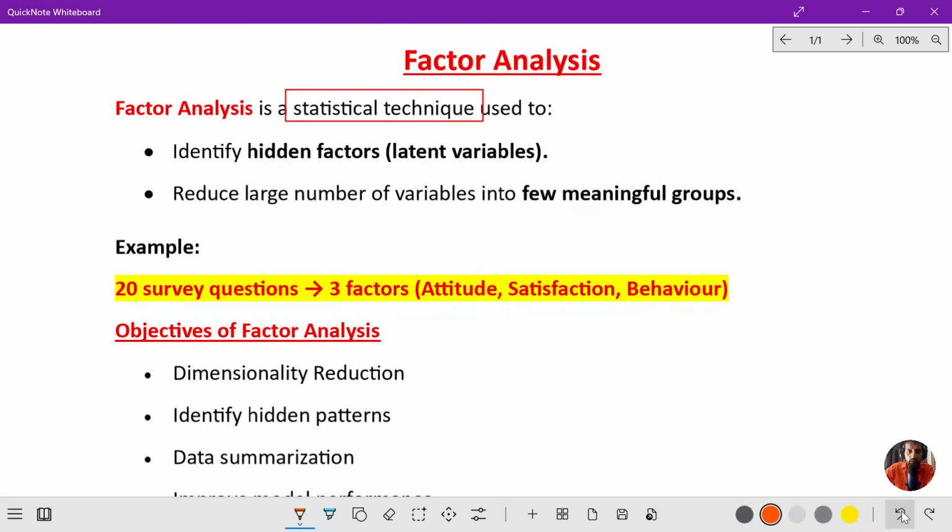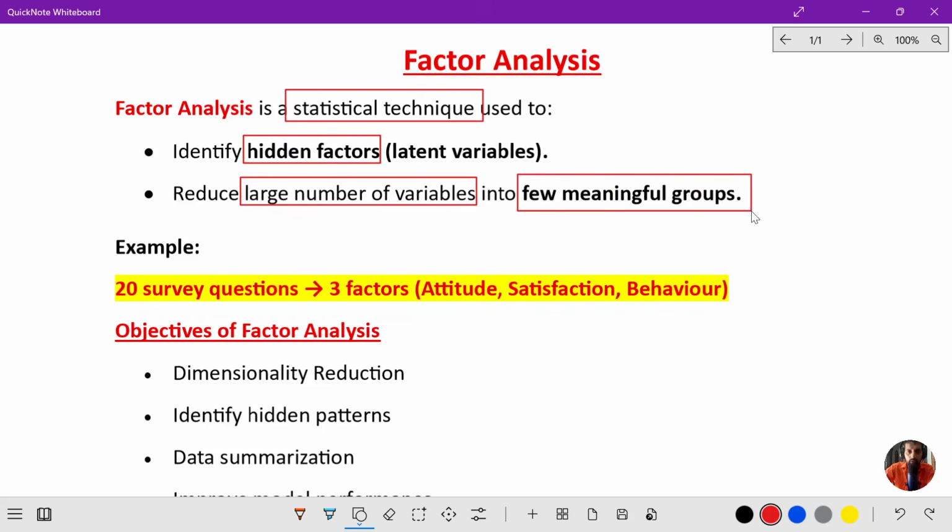Okay, so if you observe factor analysis, there are two main applications. The first one is that it is used to identify the hidden factors, and the second one is that it is used to reduce the large number of variables into few meaningful groups. So this is what we call factor analysis.